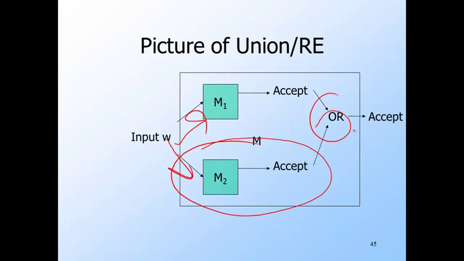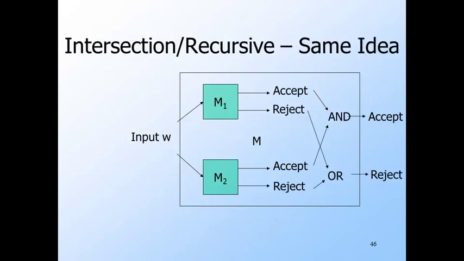M has the form needed to show that the union of the languages of M1 and M2 is a recursively enumerable language. Here's a picture proof of the fact that recursive languages are closed under intersection. M1 and M2 are algorithms.